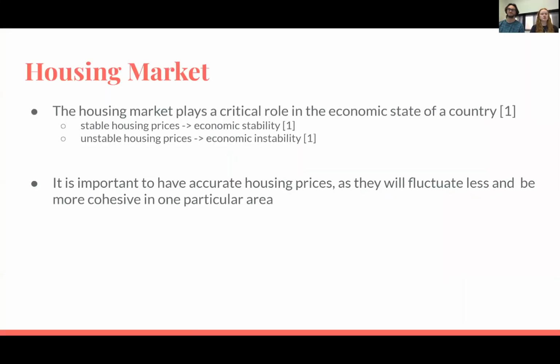So the housing market plays a very important role in the economic state of a country. Specifically, the volatility of housing prices can directly affect the economic stability. So drastic changes in those housing prices are not good. So it's important to have accurate housing prices because if the prices are accurate within one specific area, everything will be standard and very stable. And so that will increase the economic stability of that area.